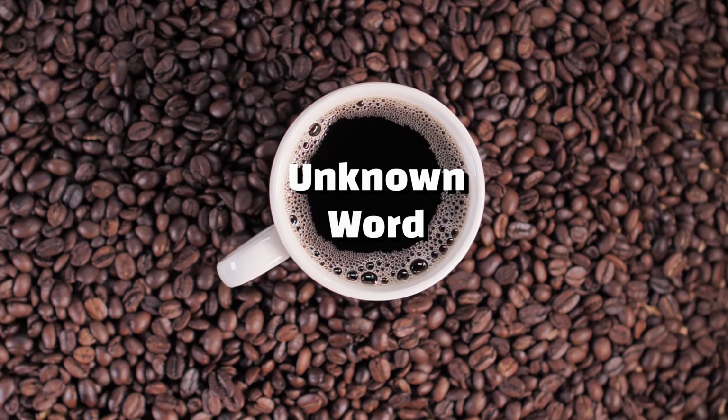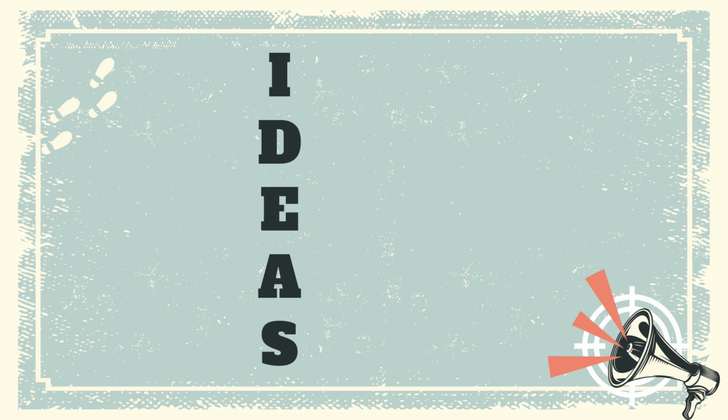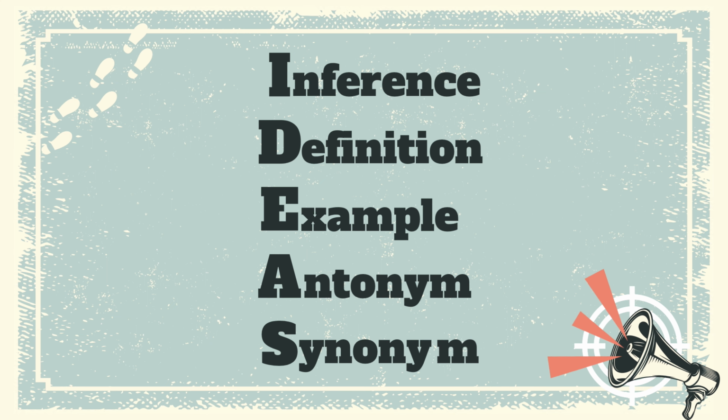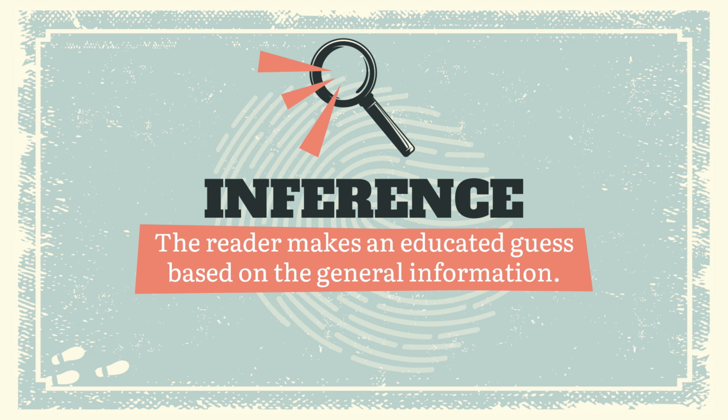Sometimes it's an educated guess. And every good detective has to have ideas to solve a mystery. That's right, IDEAS. It's an acronym for inference, definition, examples, antonyms, and synonyms. We're going to use the acronym to help us decipher the letter. First, let's talk about inference clues. These require you to make an educated guess based on the information given.